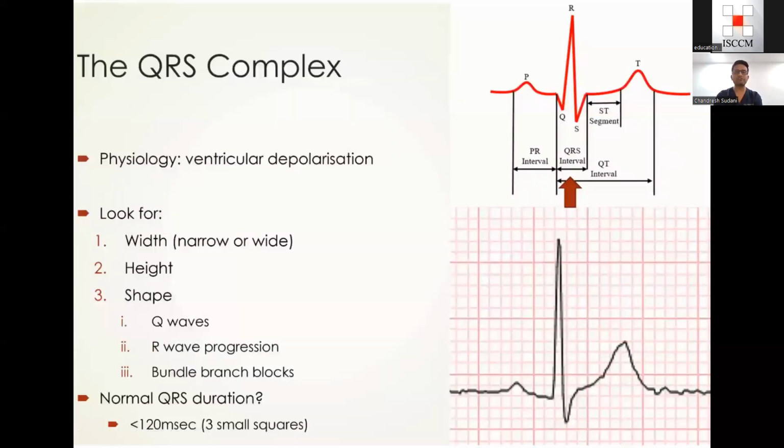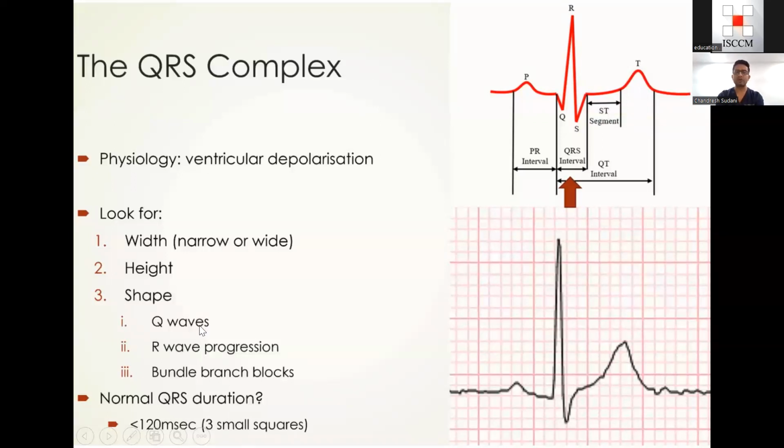Okay, coming to the QRS complex. The QRS complex is considered from the start of the Q till the end of the S wave. So it tells about the ventricular depolarization. What do you look for? Normally, you should see whether it is narrow or wide. If it is more than 3 small squares, you can consider it a wide QRS complex. If it is less than 3 small squares, it is a narrow QRS complex.